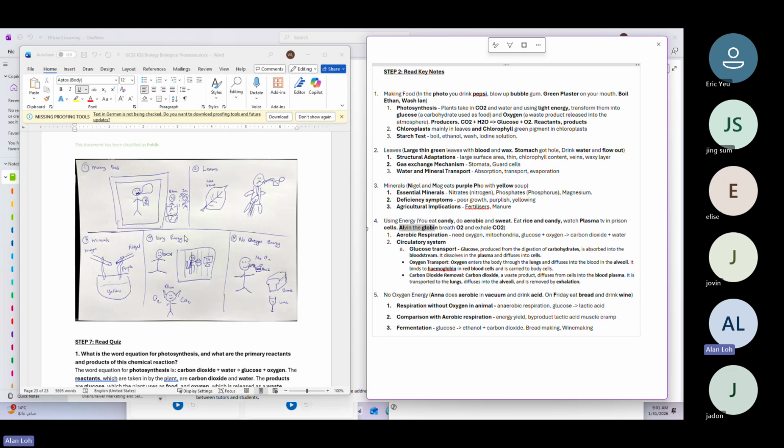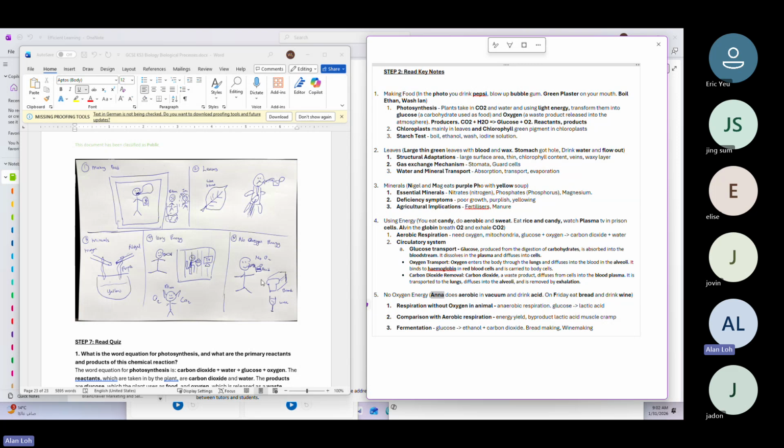There is, on this part, the use energy part. The no oxygen: Anna is a girl or a lady. She does aerobic over here, and then she drinks acid, right? Then on Friday is representing the fermentation. She eats bread and drinks wine. So wine making and bread making, right?